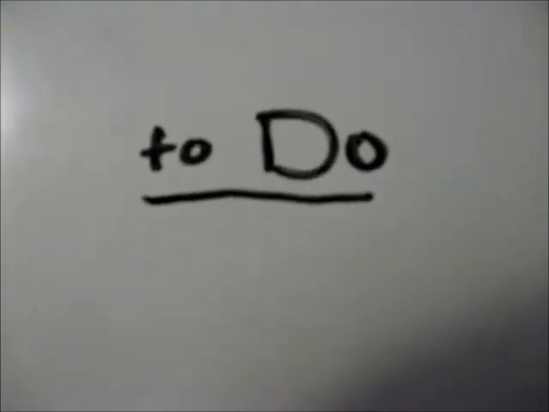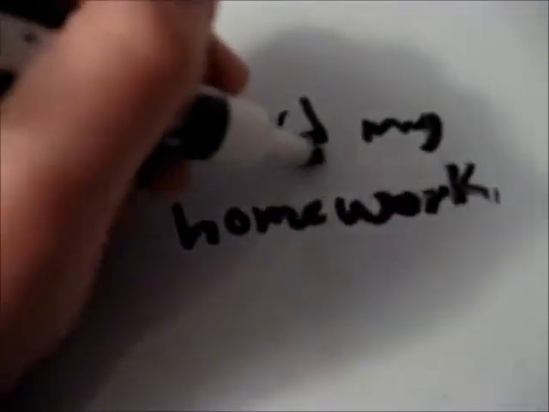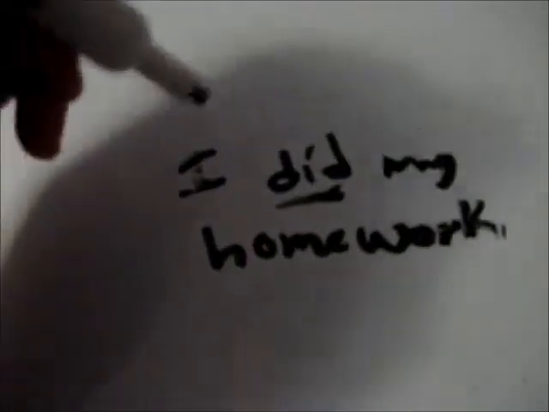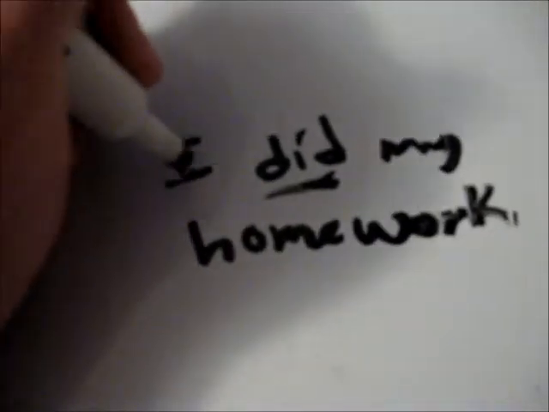Today we're going to go over the verb to do. In English, to do has a few functions. The most common are when it's a verb on its own. I did my homework. The verb did is a verb on its own because you're doing the action to the homework. I did my homework.